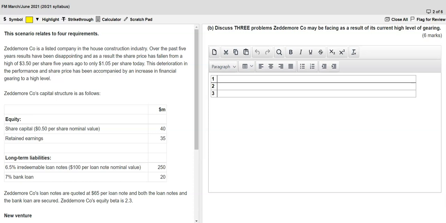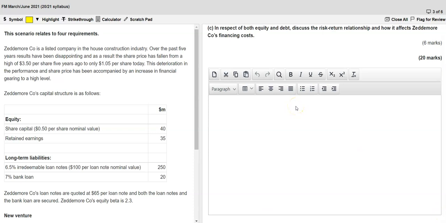Fourth point is, if there is a high level of gearing, your company will face bankruptcy cost. Bankruptcy cost doesn't mean that you have become bankrupt. Bankruptcy cost means your supplier will not trust you, your customer will not trust you, your valuable employees will leave your company, your shareholder will demand higher return from your company. So these are the few problems in case of a high level of gearing.